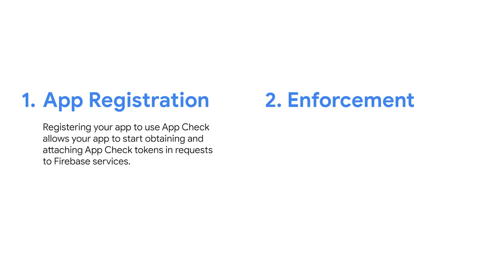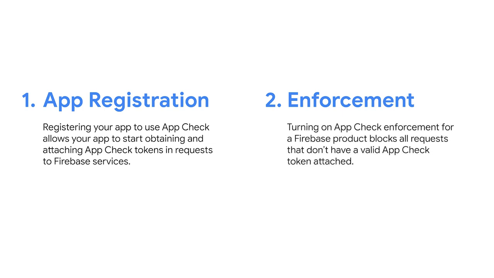Requests with missing or invalid App Check tokens will still go through to the services, but you'll start seeing metrics in the App Check settings page that can inform your decision of whether or not to enforce App Check for a product. Turning on App Check enforcement for a Firebase product means that requests that don't have a valid App Check token attached will be rejected. Once you turn on enforcement for App Check, you will have fully enabled App Check protection for that product.